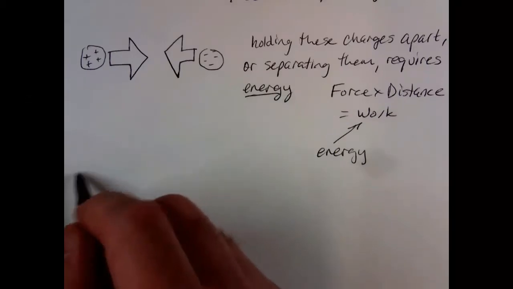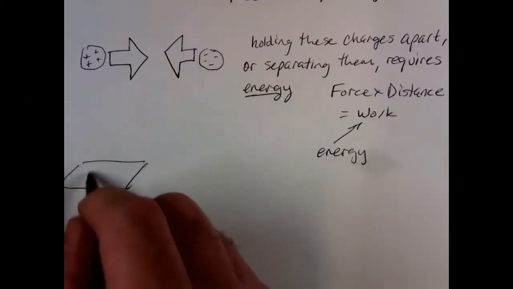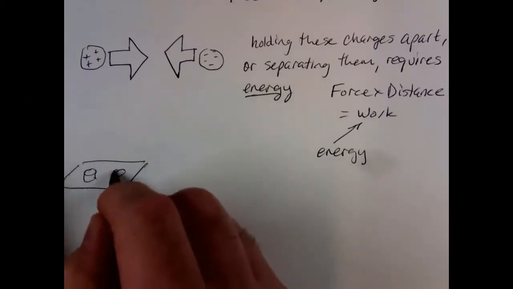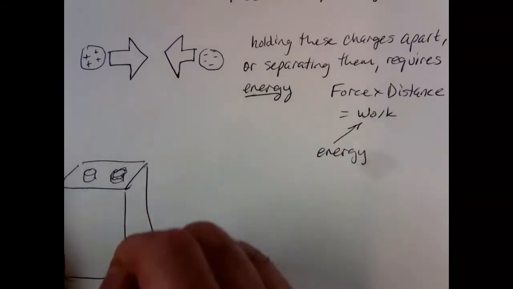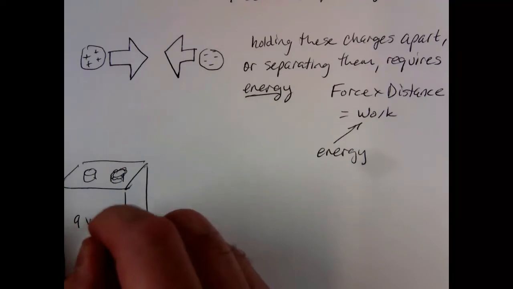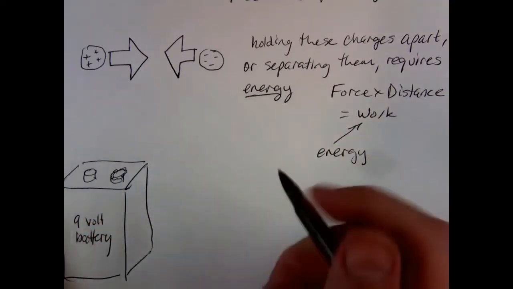Let's look at a 9-volt battery. What does a 9-volt battery do? What does it mean to have 9 volts? So here's a little 9-volt battery like you might find in a smoke alarm, for example. And they're often labeled with the positive on one terminal.